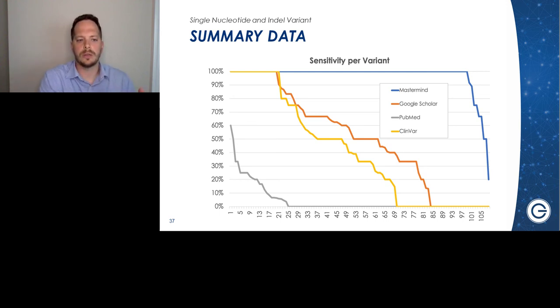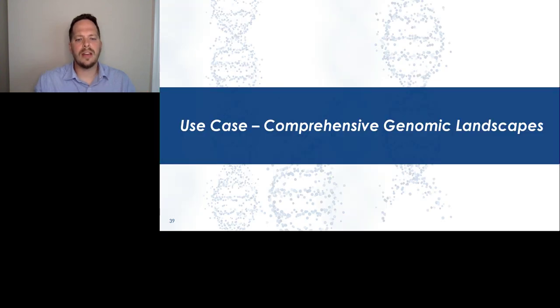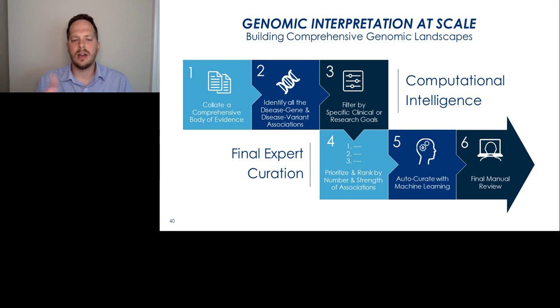for a particular patient. So the last example that I want to walk through is how we can employ our ability to index and aggregate all of this annotated information at scale to produce manually curated comprehensive genomic landscapes. And this is a diagram that walks through that process. The top part speaks to our computational intelligence and machine learning capability to organize that information, but then it completes by having final expert manual human curation and review.